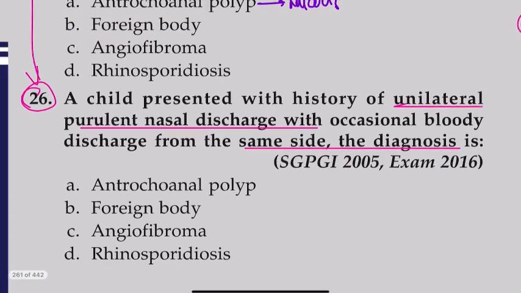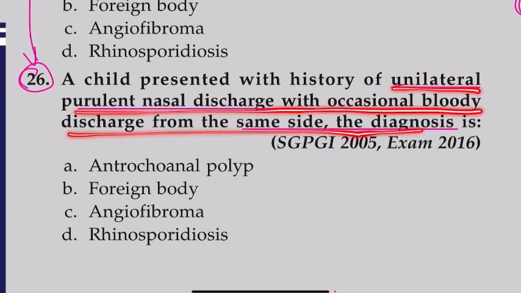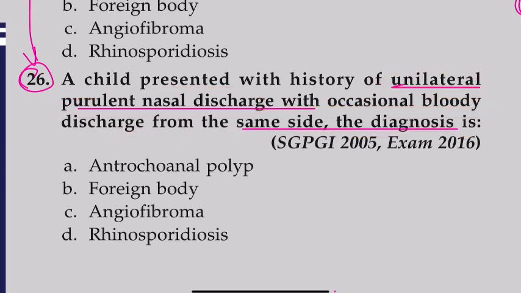A child presented with a history of unilateral purulent nasal discharge with occasional bloody discharge from the same side. The diagnosis is, what can be the diagnosis? Obviously, again, the foreign body, right?